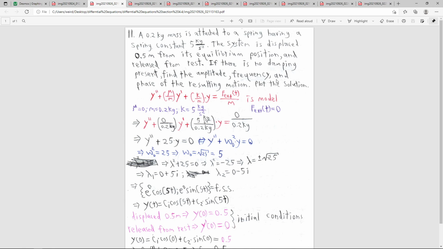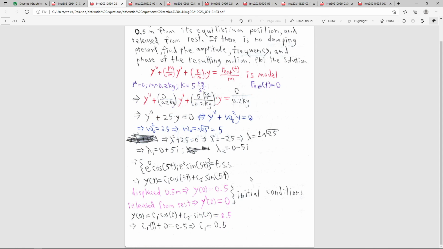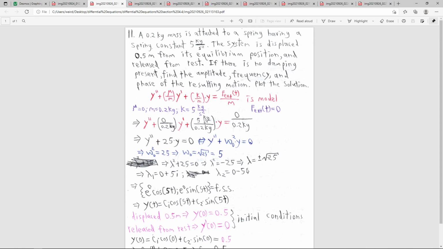We're finding the amplitude, frequency, and phase of the resulting motion, and plotting the solution. So we're going to have to convert it, but first we have to find c1 and c2. It's displaced 0.5 meters, that means y of 0 equals 0.5. Released from rest means that velocity initially is 0, so y prime of 0 equals 0.